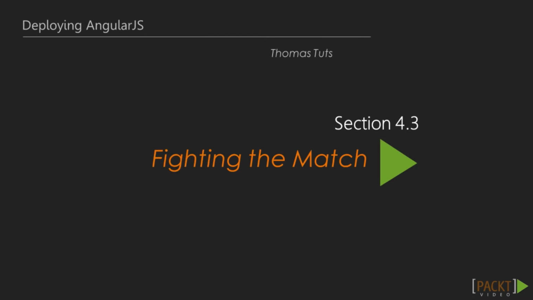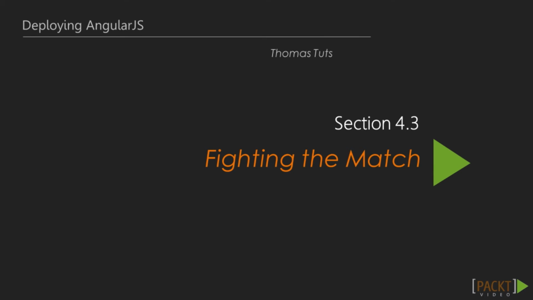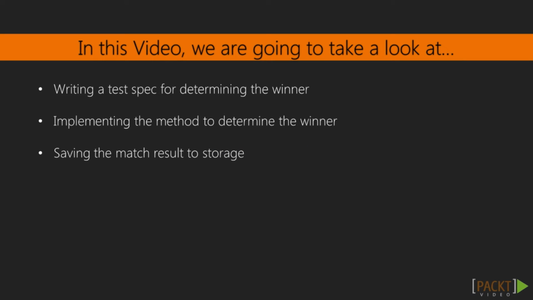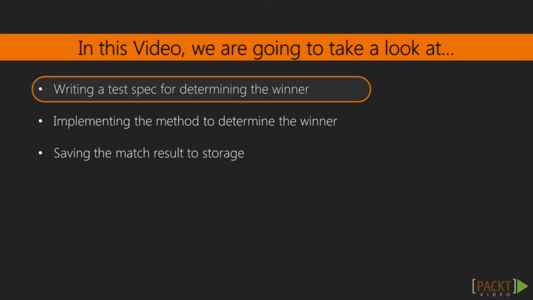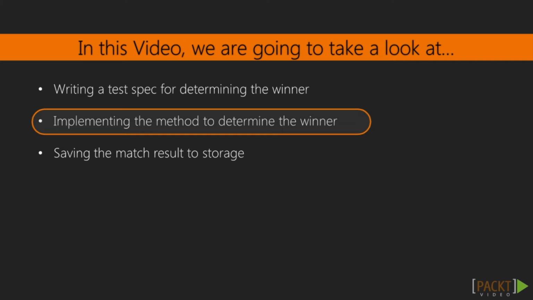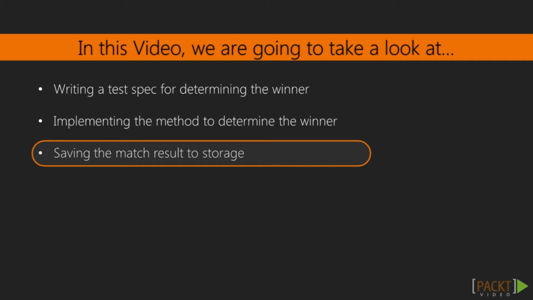This is the final video of section 4 on building the arena. In this video, we're going to use the methods we created in the earlier section to determine the winner. First, like always, we're going to write a small spec to figure out what the method has to do, and to verify that it works as intended. After writing the spec, we're going to implement the method until it passes the tests. Lastly, we'll save the match results to storage so we can show the match list in our app later.